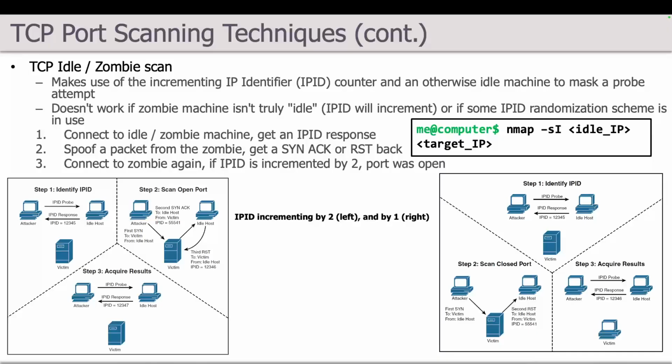Then the third part of the way this actually works, and the reason it's somewhat more stealthy than one of the default or other scans, is I just do that same IP ID probe again. And I get a third number back, 1, 2, 3, 4, 7.